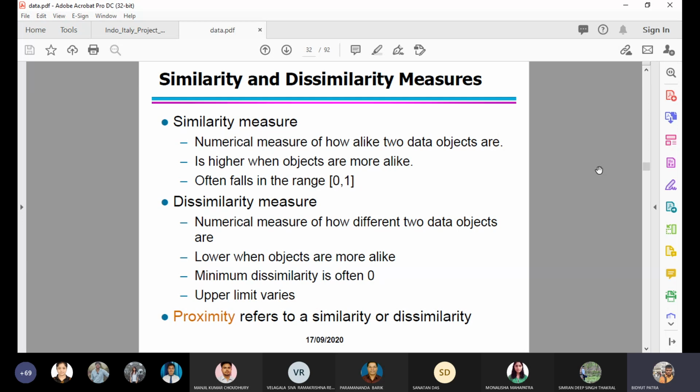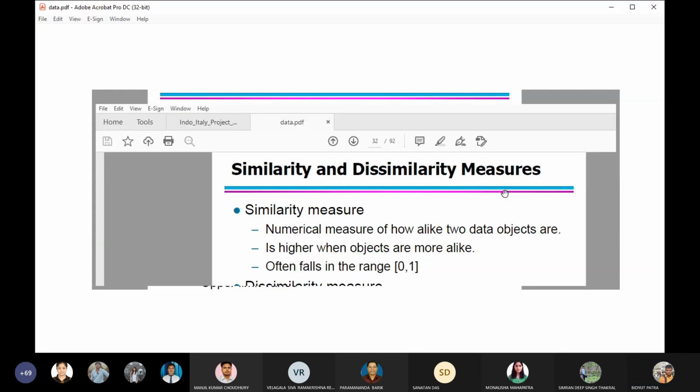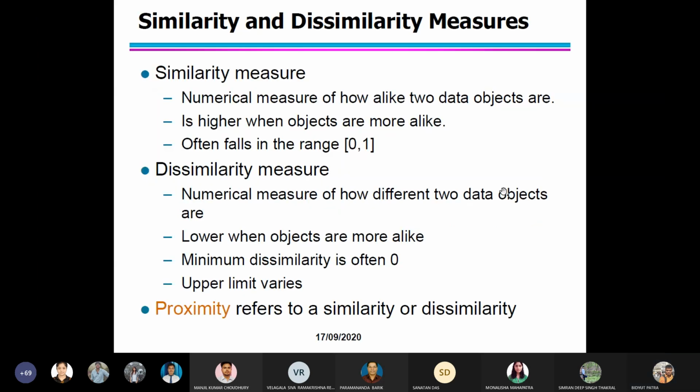Similarity measures basically indicate that... I think, is it not in the full screen mode? Yeah, now it is in full screen mode, right? Yes, sir.